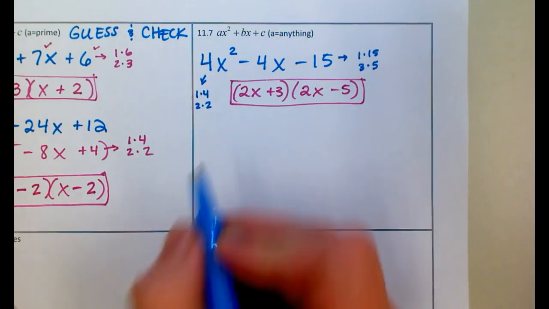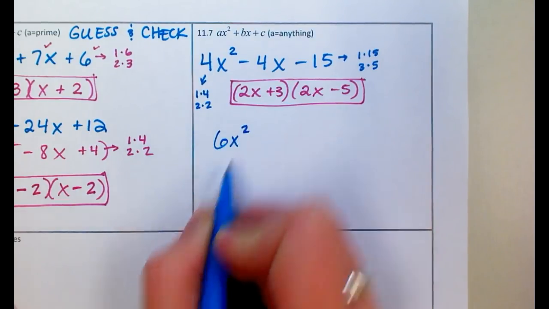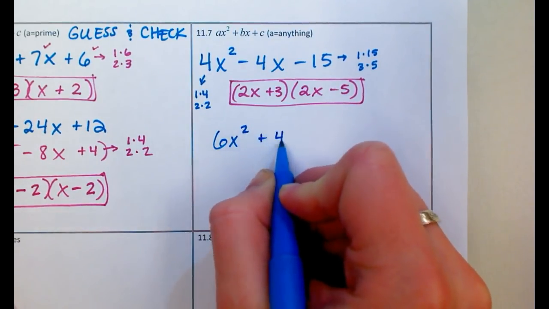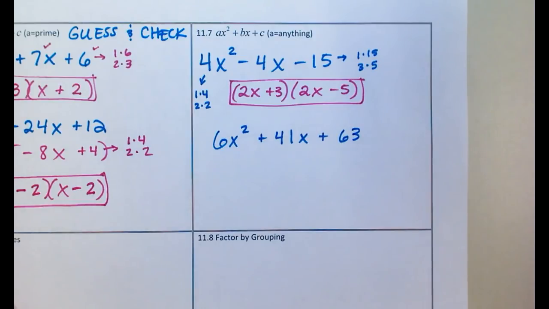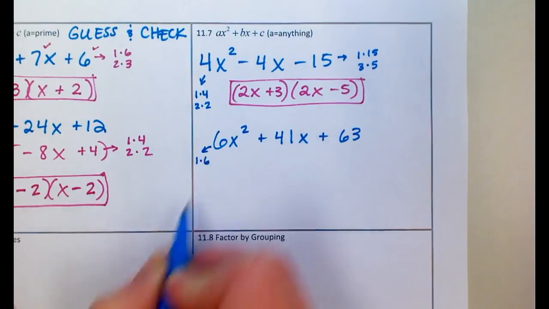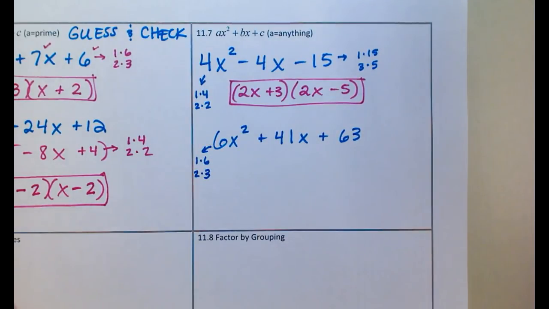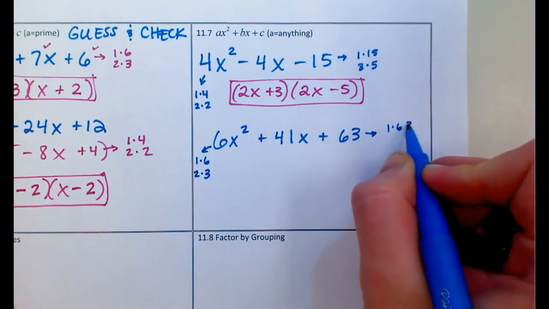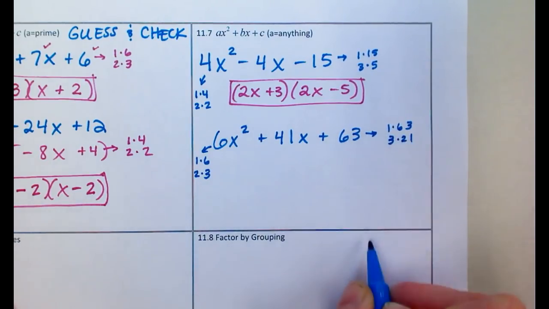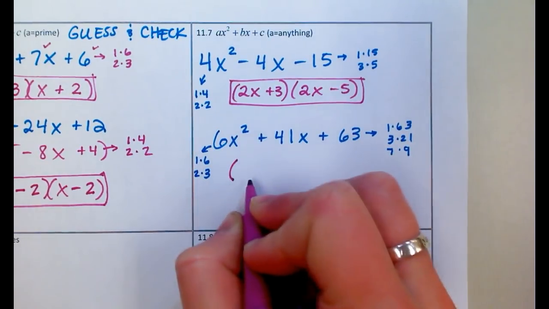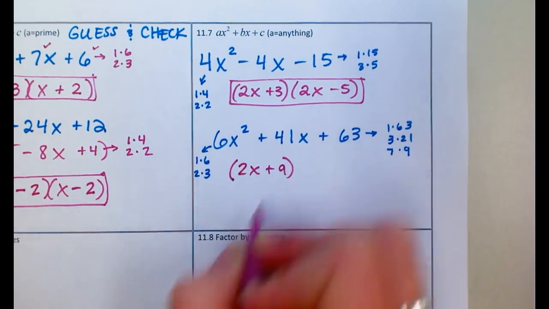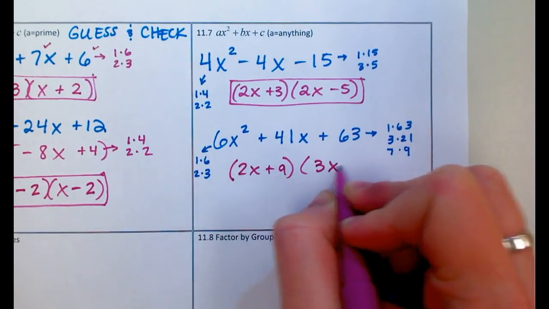Another one, if you want to pause the video for practice, 6x squared plus 41x plus 63. List your possibilities out for each of those terms, and 63, and guess and check until you find the correct factors. This one factors out to 2x plus 9 times 3x plus 7.